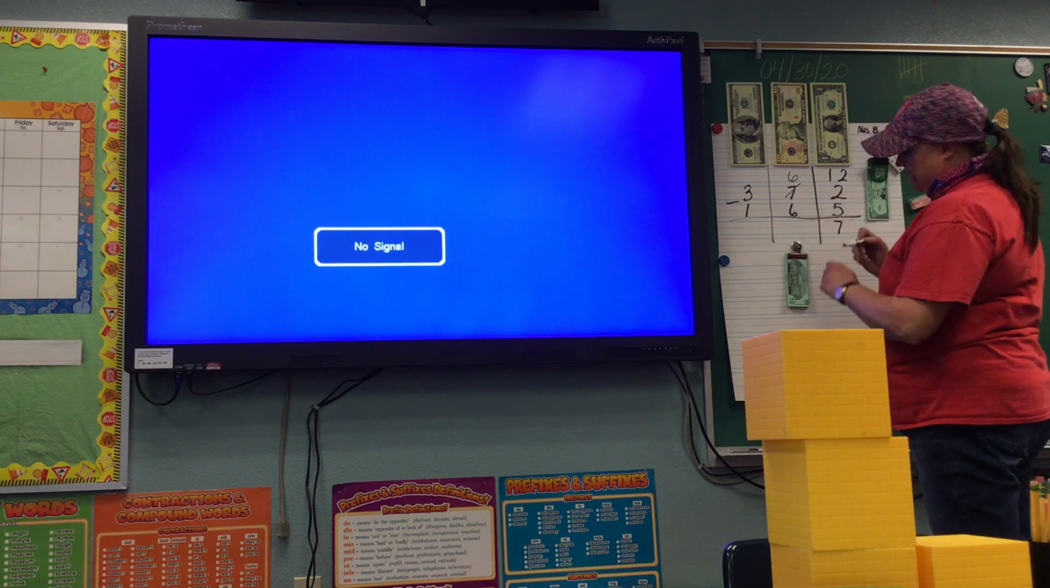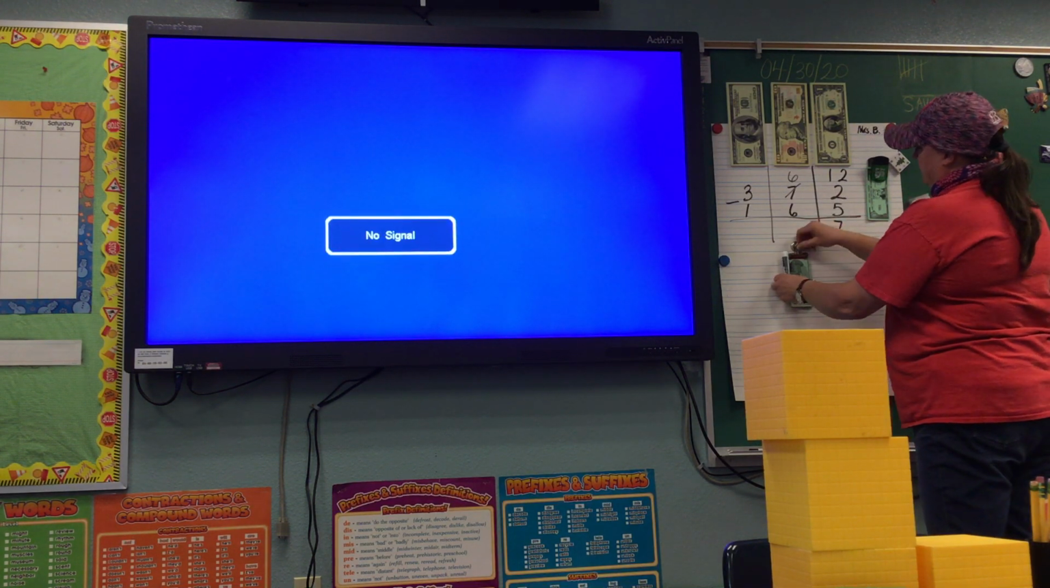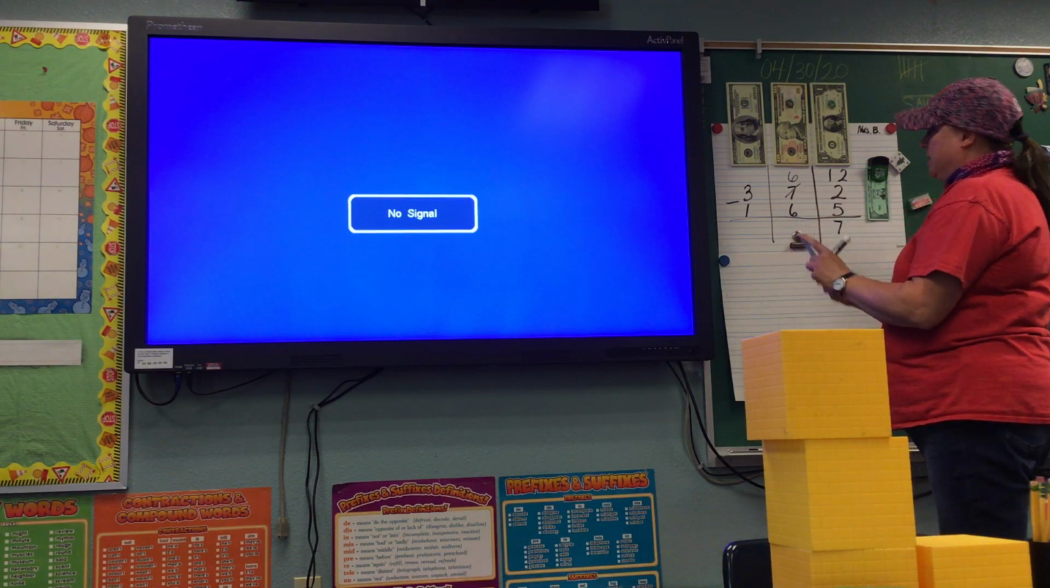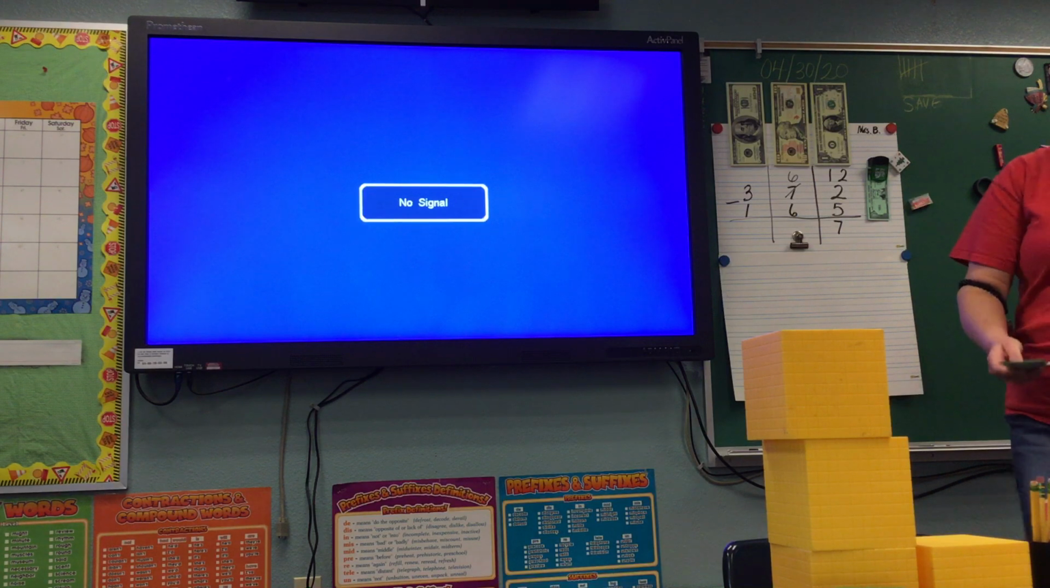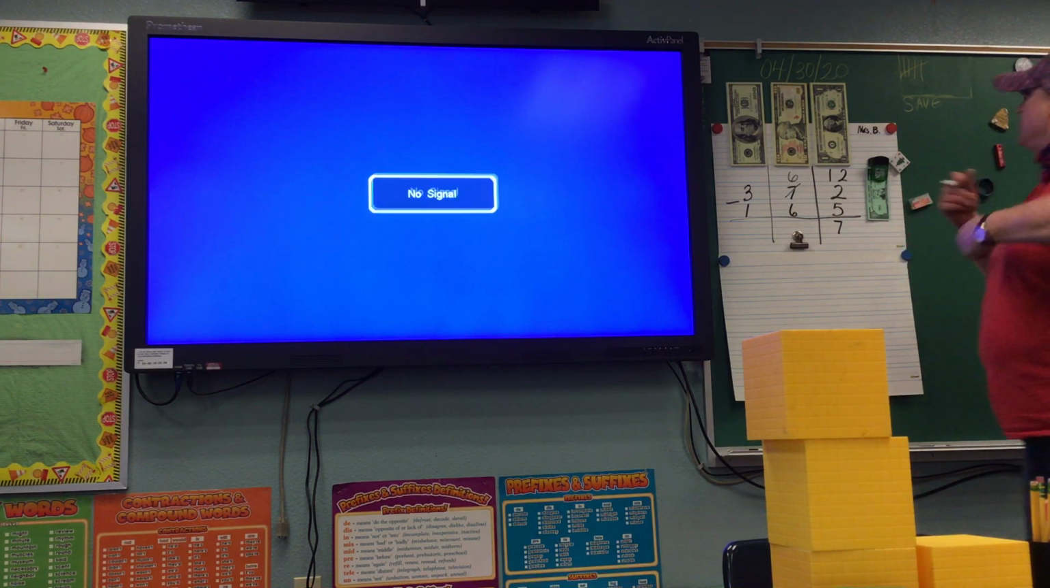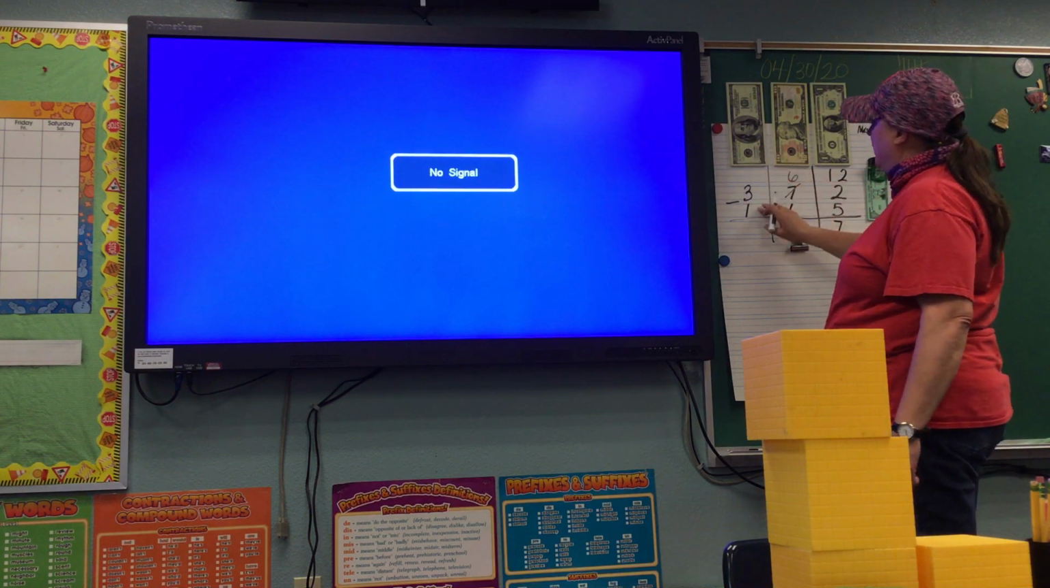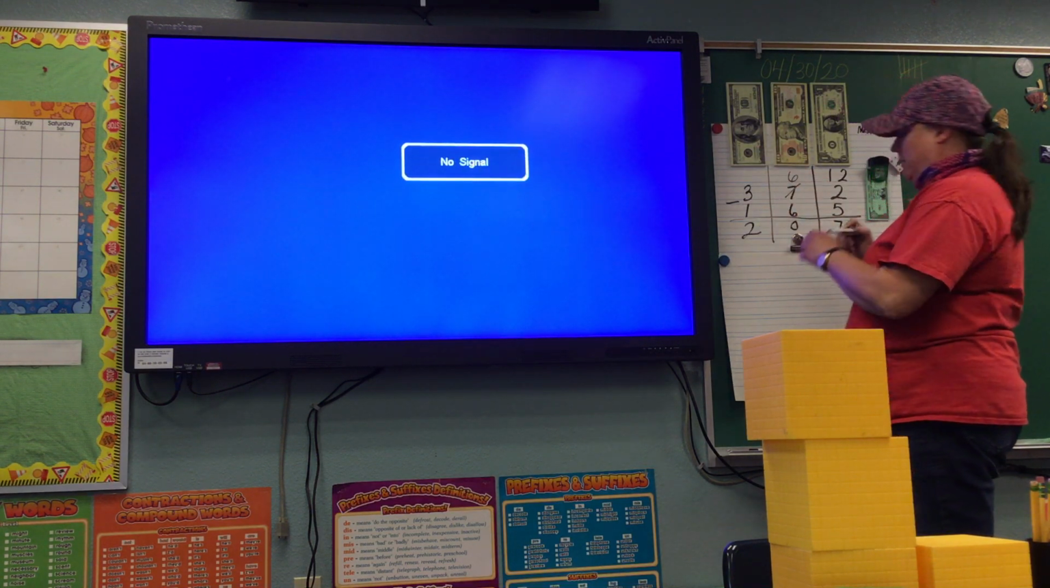Now I had 6 10s left, and I'm going to take 6 10s away. 1, 2, 3, 4, 5, 6. I don't have any 10s left, so now I have 0. Now let's go to my hundreds. If I had $300 bills and I took 1 away, I'd only have 2 left.